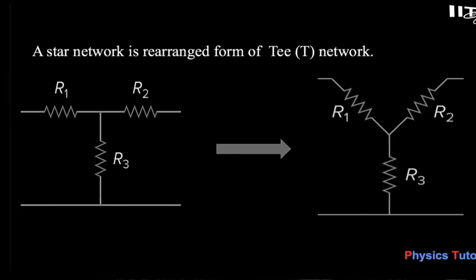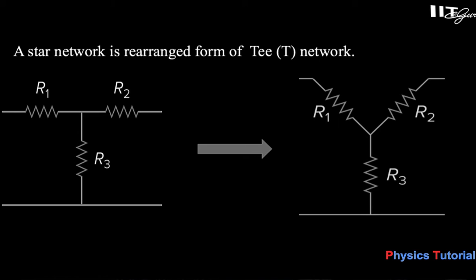So let's begin with how star delta works. Before this, let me start: what is a star network? A star network is a rearrangement of a T network. You see here there is a T network. So what we say here, that is R1, R2, R3.